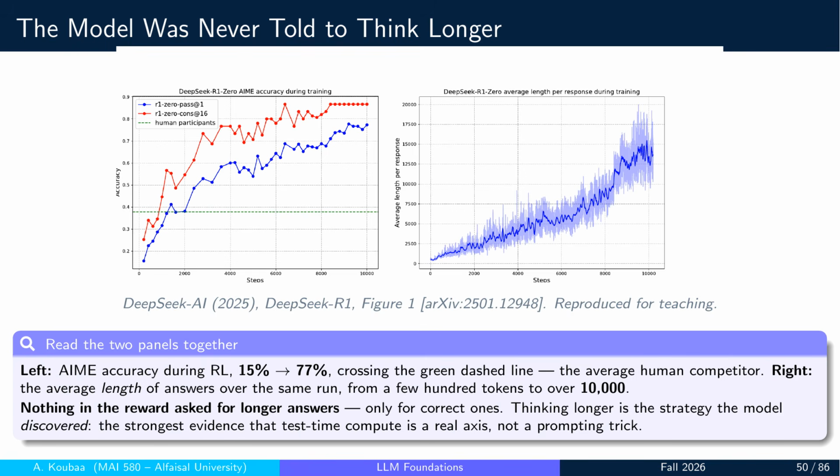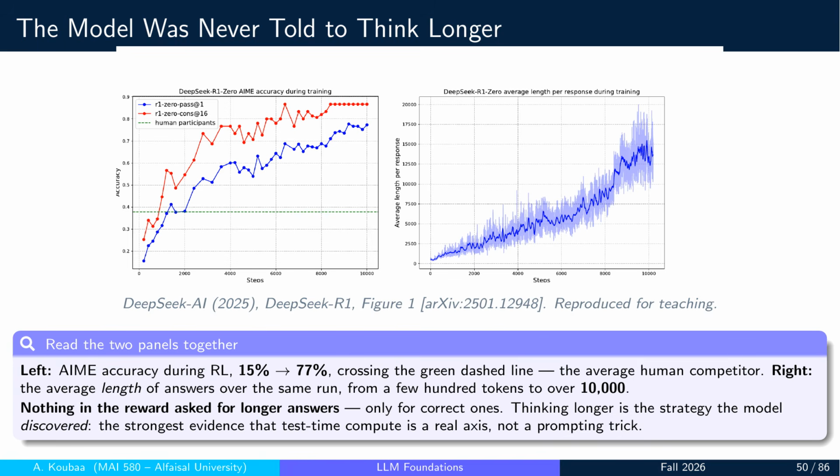This is the figure I would ask you to remember from this section. So read the 2 panels together. The left panel shows AMIE accuracy over the course of reinforcement learning training. It rises from about 15% to about 77%, crossing the green dashed line, which is the average human competitor. The right panel shows the average length of the model's answers over that same training run, and the x-axis is the same, reinforcement learning steps. The length goes from a few hundred tokens to more than 10,000.